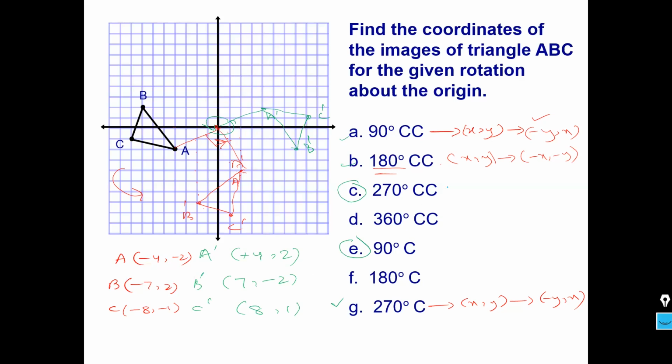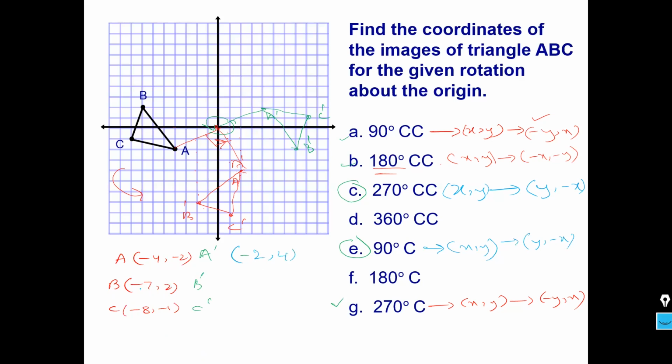The rule for these two is x and y will convert into y and negative x. Okay, both of them are here. X and y will convert into y and negative x. So C and E will be making the shape here, y and negative x. So y will be the same as it is, -2, and x will be multiplied with negative and it becomes 4. Okay.